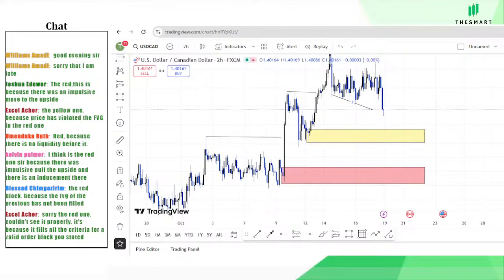I think the red because price has not taken out liquidity. Okay, the red, because all the criteria are met.